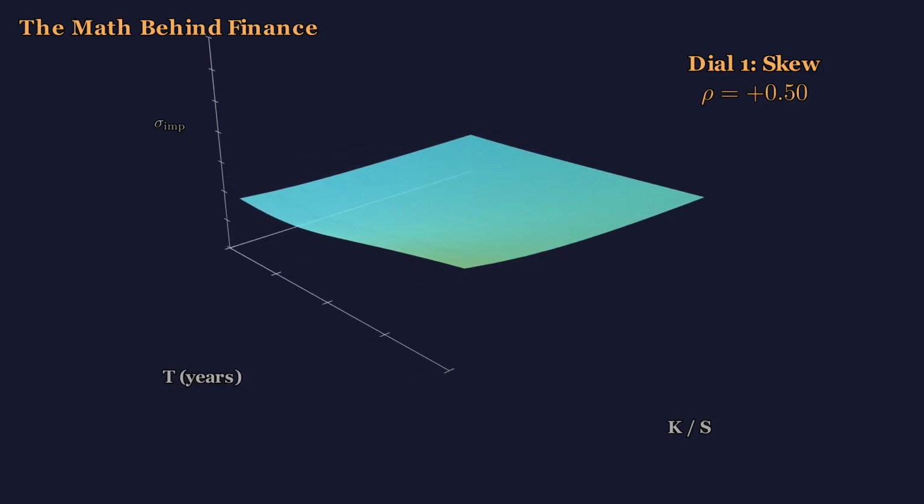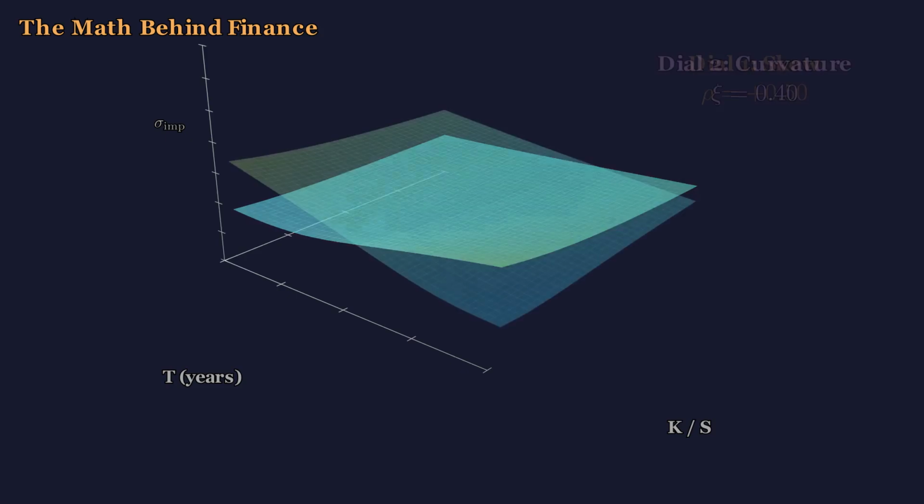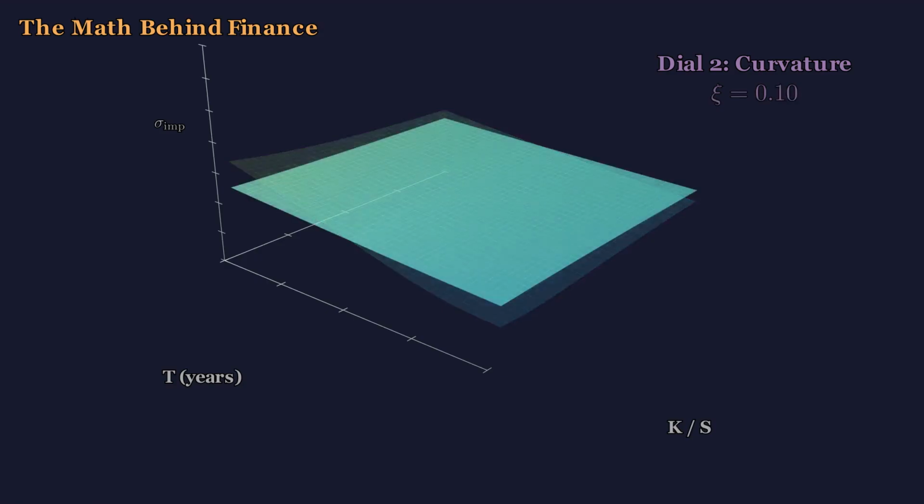Push rho positive to plus 0.5. The skew flips. Now out-of-the-money calls are the expensive ones. This is rare in equity markets, but it happens in some commodities. The second dial. Xi, the vol. How volatile is volatility itself? Set xi close to 0 at 0.1. The surface flattens. The wings collapse. We are approaching Black-Scholes, where volatility is nearly constant.